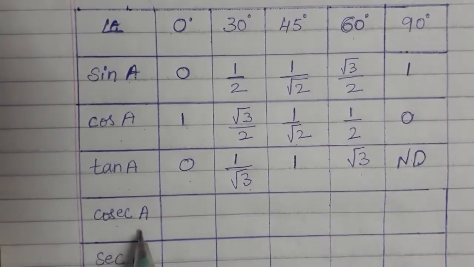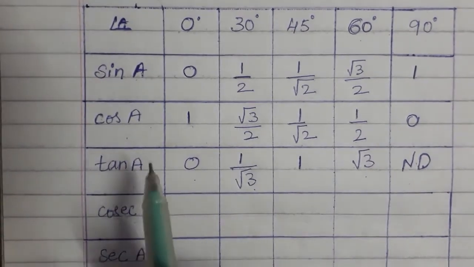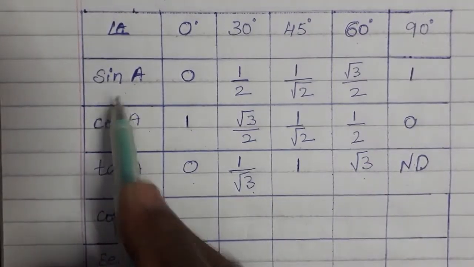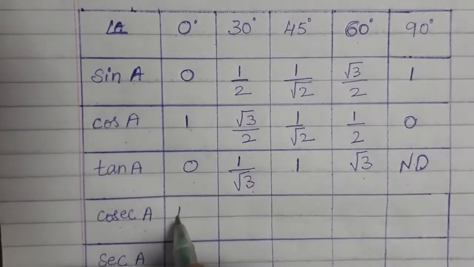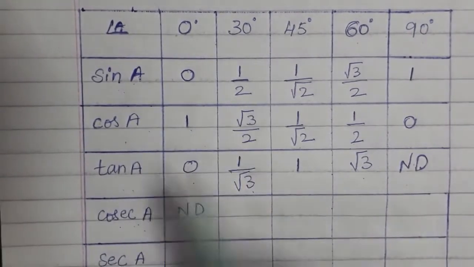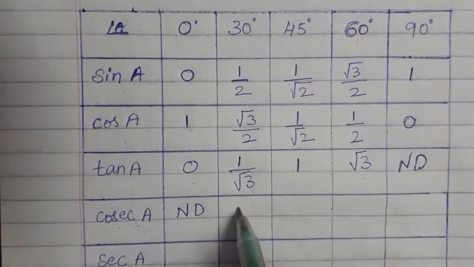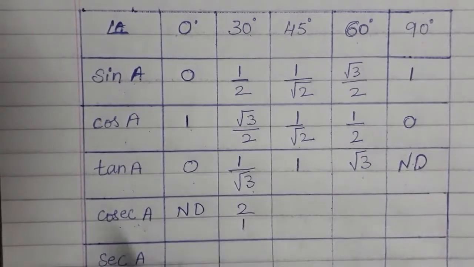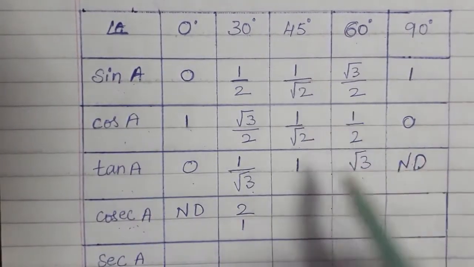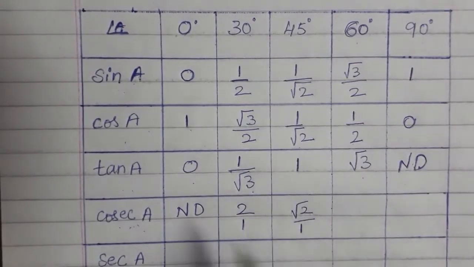Now cosec A. We know that cosec is nothing but the reciprocal of sine. Cosec A is reciprocal of sine. Reciprocal of 0, you don't have reciprocal of 0. So this is not definable. Next, cosec 30 is reciprocal of sin 30. 1 by 2 means 2 by 1. Cosec is reciprocal of sine. Therefore, cosec 45 degree will become root 2 by 1, that means only root 2.